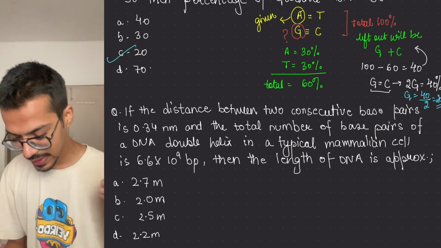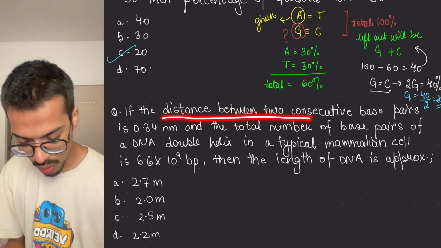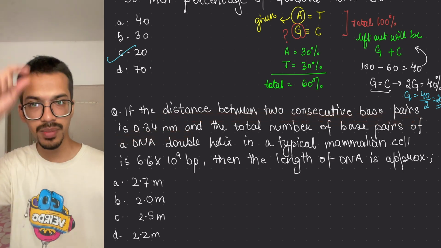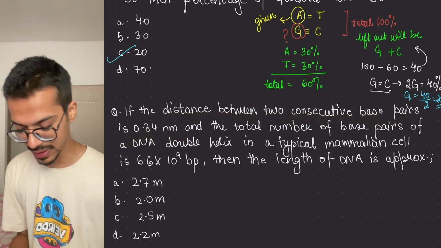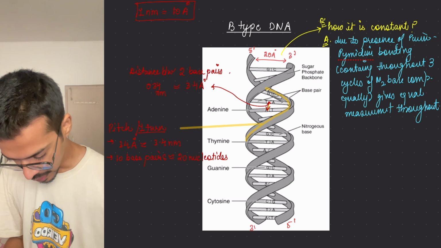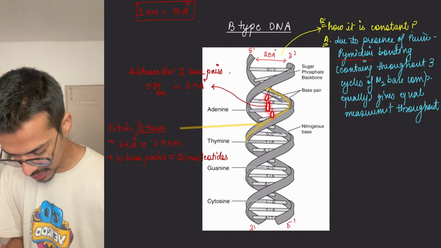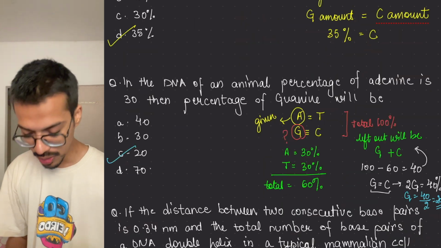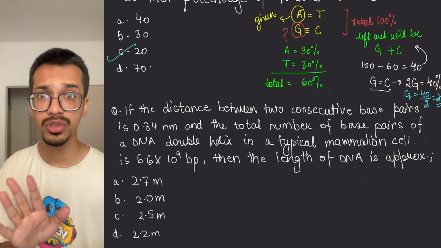What is the question saying? It's saying that the distance between two consecutive base pairs is 0.34 nanometer. We already know that between two base pairs we have this distance. If you remember, we said that between these two base pairs the distance is this many nanometers. We have even done it in Angstrom. This can come to you in your examination.